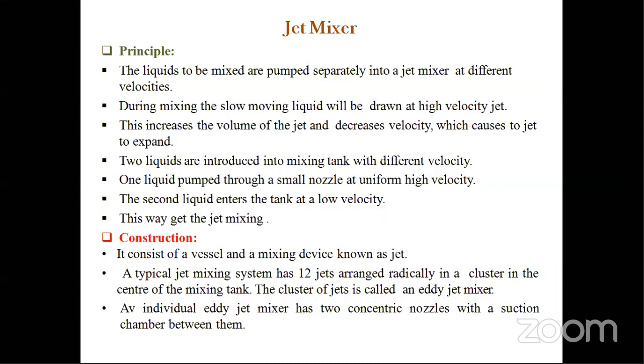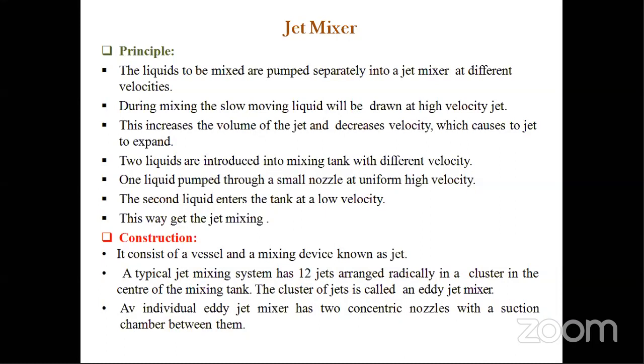So in this process, your equipment consists of nozzles. Okay. And these nozzles are connected directly to the mixing vessel. The first nozzle contains one liquid, and the second nozzle contains another liquid. So when your nozzle is full of liquids, the volume of the jet increases, and the two liquids are introduced into the mixing tank with different velocities. Suppose one liquid is pumped through a small nozzle at a uniform high velocity, and the second liquid enters the tank at a low velocity.